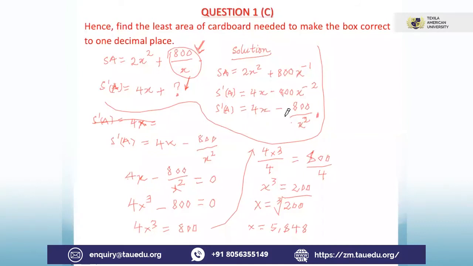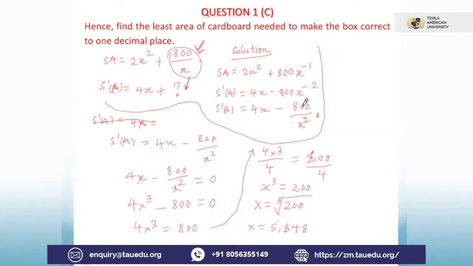Now, let me tell you something. A derivative is a gradient. So when you take an x value and substitute into a derivative, the answer you are going to get is called gradient. Take note. But when you take an x value and put into the original function, what you are finding is the y coordinate, which can also be determined by any other displacement or the subject of the formula. So take note of that.